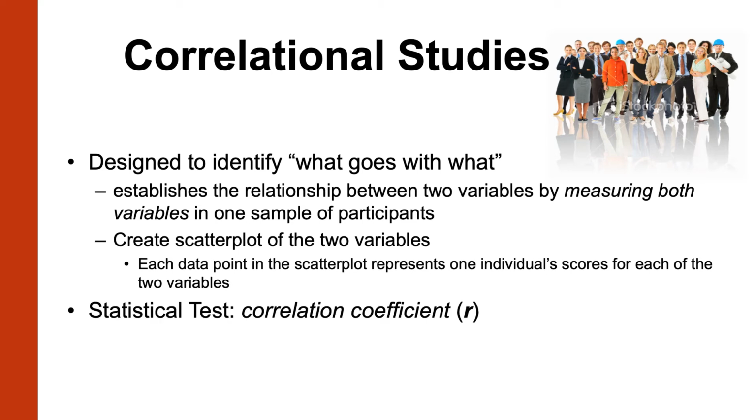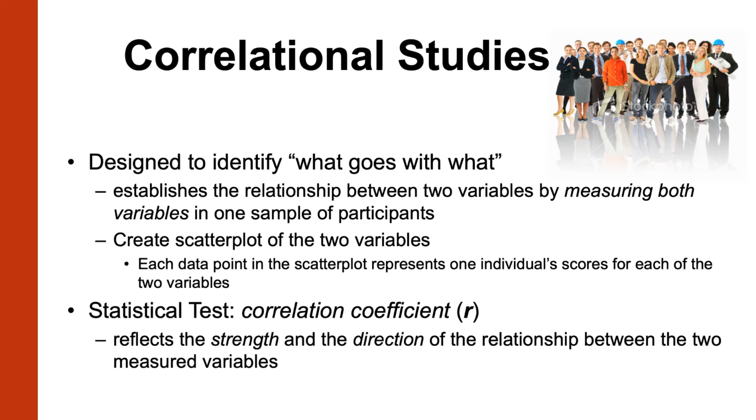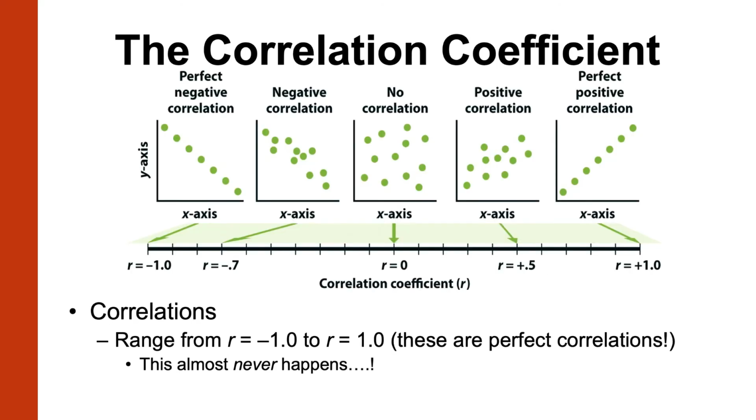You can test statistically whether there is a relationship between those variables using the correlation coefficient. And as I mentioned, the correlation coefficient will give you a numerical measure of the strength and the direction of the relationship between the two variables that you measured. Sometimes there's no relationship between the variables you measured, and in that case, your correlation coefficient would be 0. But sometimes there is. If you do find a correlation between two variables and plot the two variables in a scatter plot, this is what you might see.